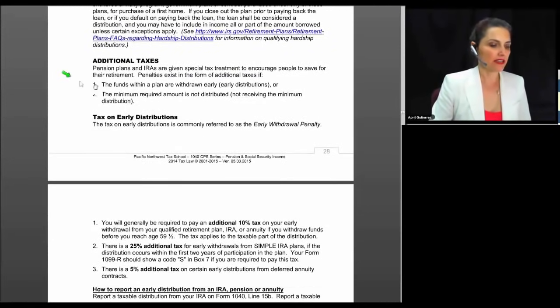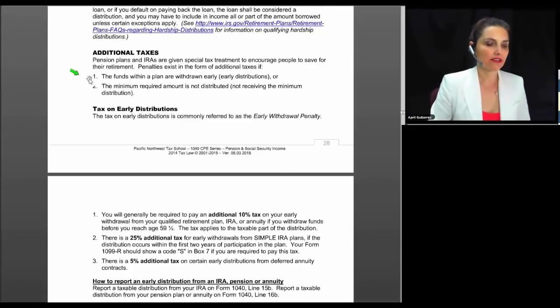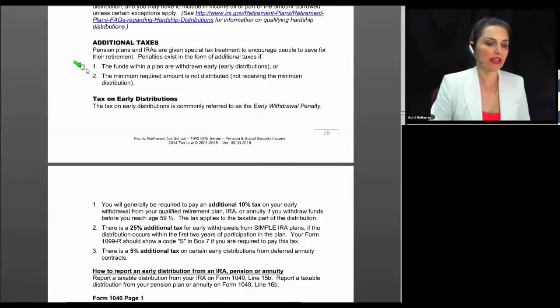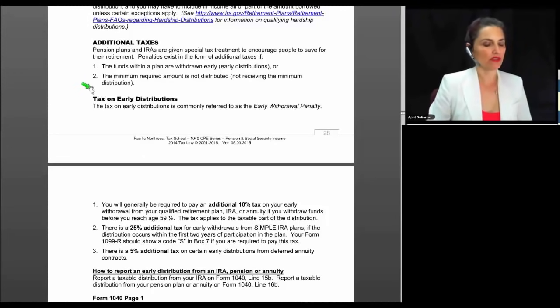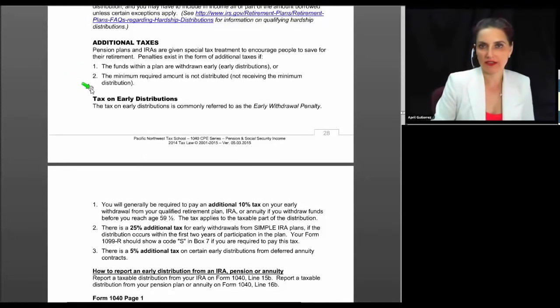Additional taxes. Pension plans and IRAs are given special treatment to encourage people to save for their retirement. Penalties exist in the form of additional taxes if the funds within a plan are withdrawn early, referred to as early distributions, or the minimum required amount is not distributed, not receiving the minimum distribution. And there should be a third one here. I've just realized I don't have it here, but that would be excess contributions. You've got too much in there. You put too much in for the year and didn't take it out. That would be a third reason why there would be an additional tax.